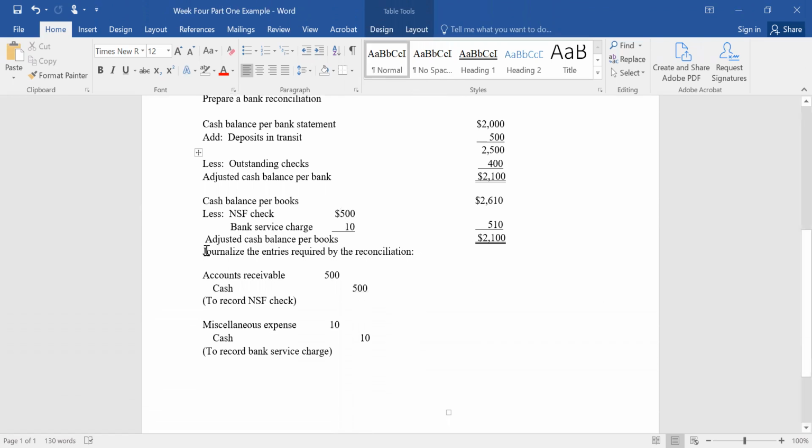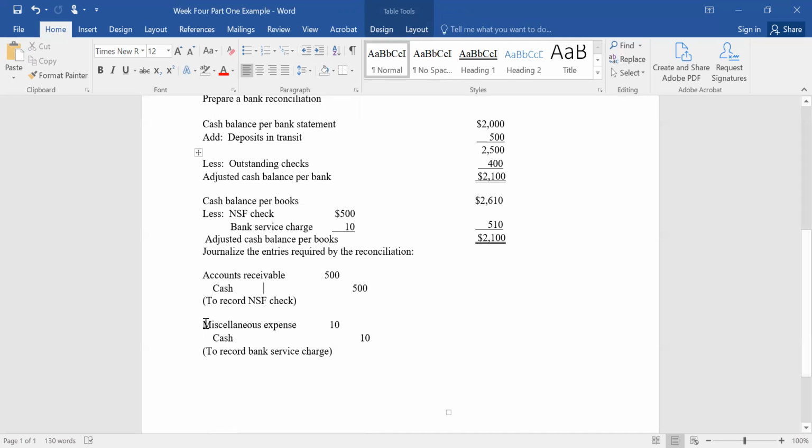And if you want to just look at the journal entries that would be required by the reconciliation for the company, this insufficient funds check was an account receivable they thought was paid. Well, it wasn't. So they have to put it back on their books, right? They're going to record that insufficient funds check for the 500, and they're going to credit cash, because they would have recorded this by debiting cash and crediting accounts receivable, thinking they had gotten the money. They didn't. So now they're going to debit accounts receivable and credit cash.